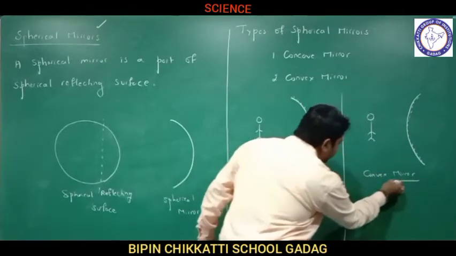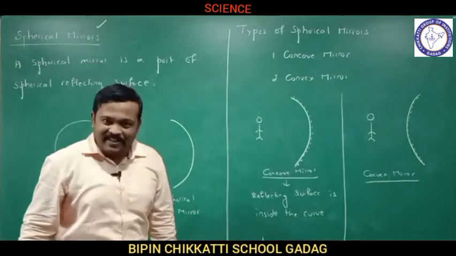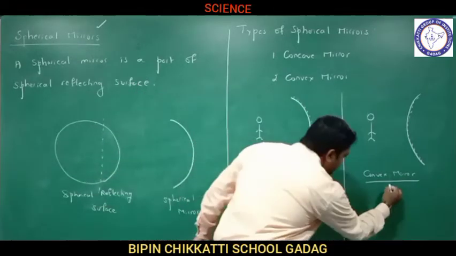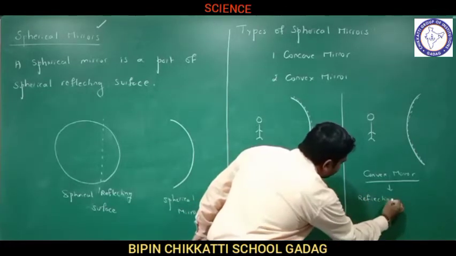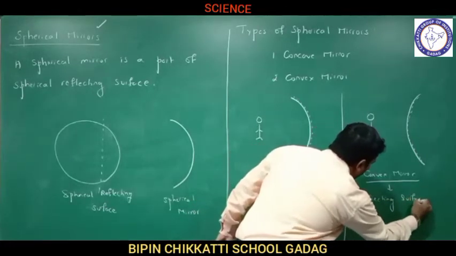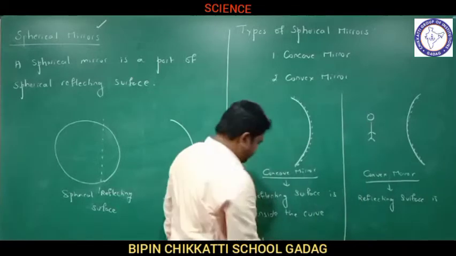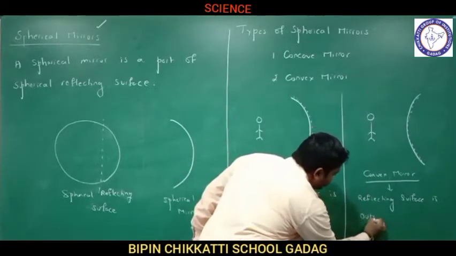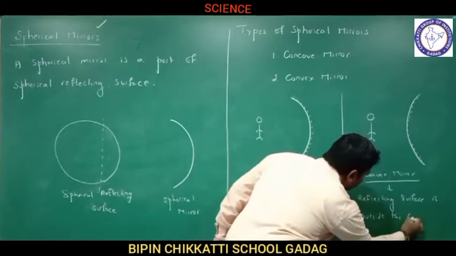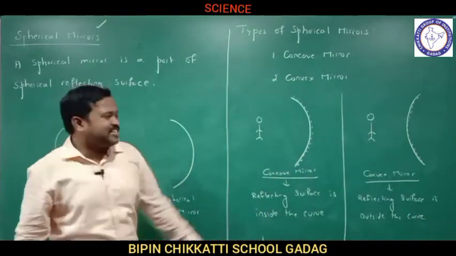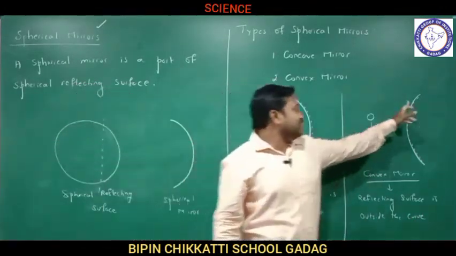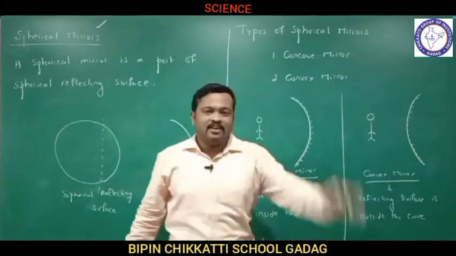Once again, what is a convex mirror? A convex mirror is a spherical mirror whose reflecting surface is outside the curve. Do you understand? You can see your face from this side. The reflecting surface is outside the curve, then the name is convex mirror.